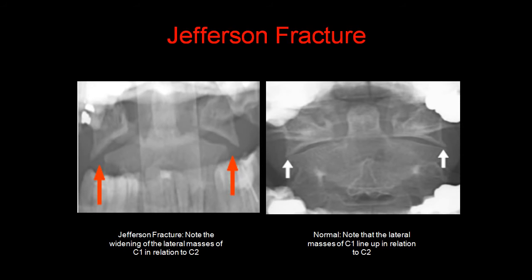Here's an example of a Jefferson fracture on the left. Note that there is widening of the lateral masses of C1 in relation to C2 on the odontoid view. On the right, note the normal relationship of the lateral masses of C1 in relation to C2.